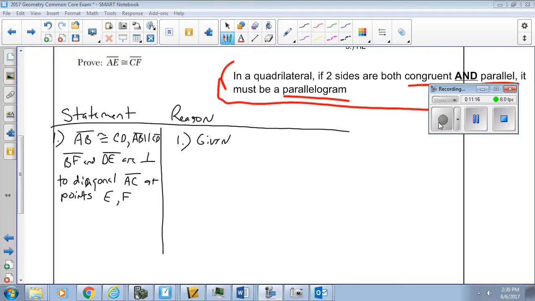All right. So as you see right here, I wrote down the given information. You always want to write down the given information, and we want to look at how we're going to use it.